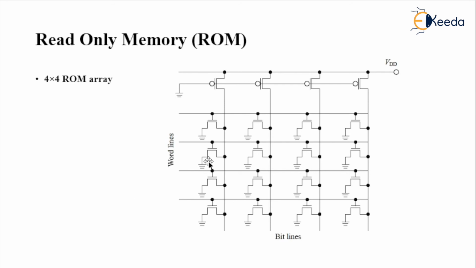Otherwise, presence is there. Where there is no absence, there will be presence, and presence implies a logic 0, right? So if there is an absence of an NMOS transistor at the cross point of bit and word line, at that point it implies logic 1, otherwise it will be 0. In this way, this data will be stored in this read only memory.